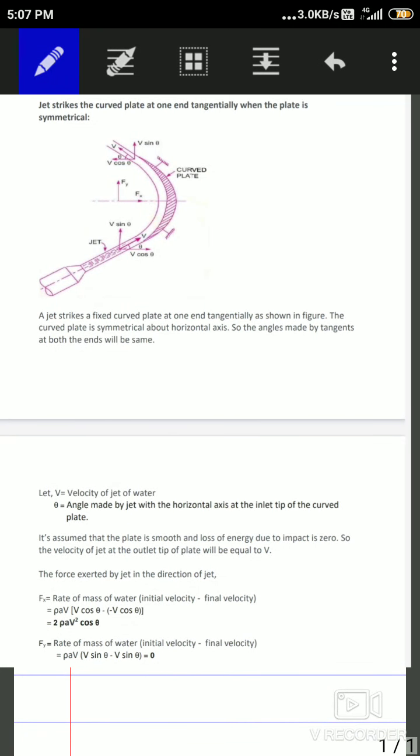So previously we discussed the force exerted by a jet on a plate, on a chord plate, in which the jet was striking at the center of the chord plate, and the chord plate was a symmetrical one. Now we are going to discuss the force exerted by a jet in which the jet strikes the plate at one end of the tip. These are two tips. And the jet strikes at one end of the tips. And here also the chord plate is symmetrical about the x-axis.